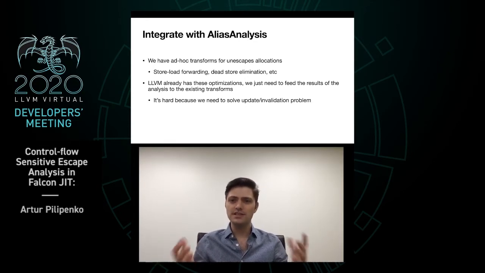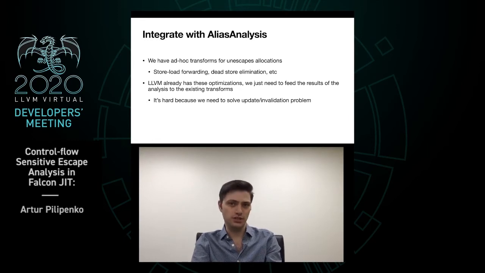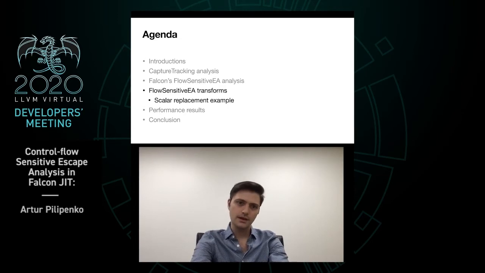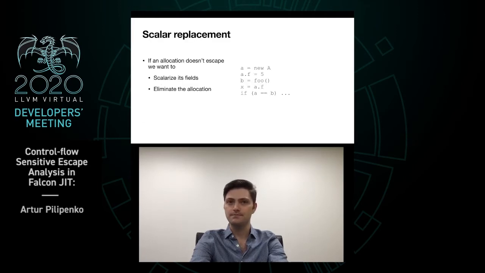The problem is the existing transforms don't have the escape analysis facts we just computed. And it's hard to feed this information into existing passes because in this case we need to solve the update and invalidation problem. So now let's look into a couple of examples in detail. We'll start with scalar replacement.